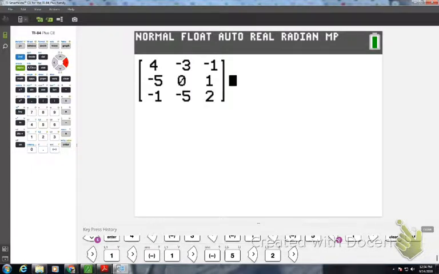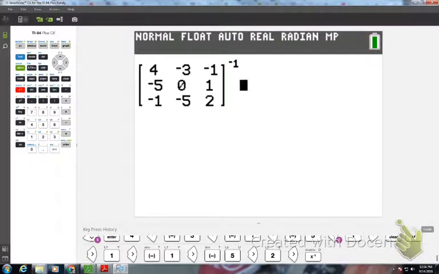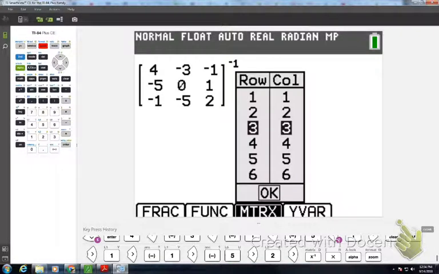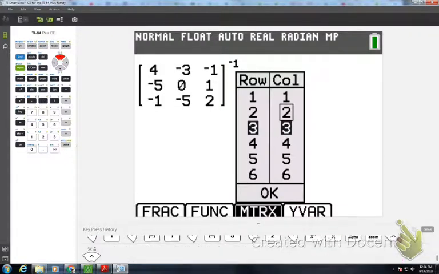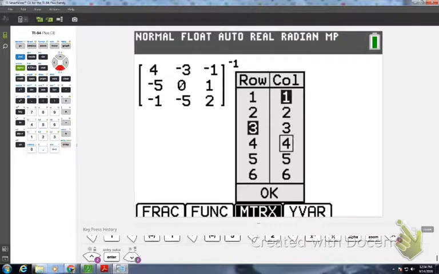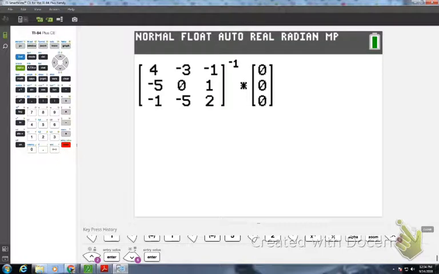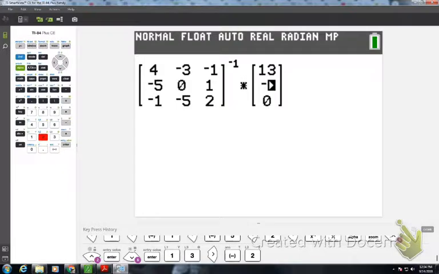All right, and then to get the inverse of that, press the X inverse button right here. And we're going to multiply that by the constant matrix, which is a 3x1 matrix. So alpha, zoom, change the number of columns. There's only one column. And 13, -21, and -2.